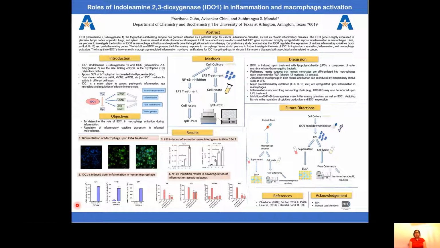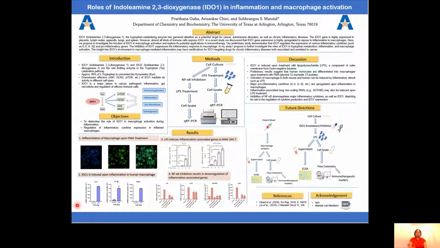What is IDO1? IDO1 is one of the three major enzymes in the tryptophan catabolizing pathway. The role of IDO1 is to convert L-tryptophan into kynurenine, which is the rate-limiting step in the whole catabolizing pathway. Now, IDO1 has its effects through several effector mediators such as AHR, GCN2, mTOR, etc.